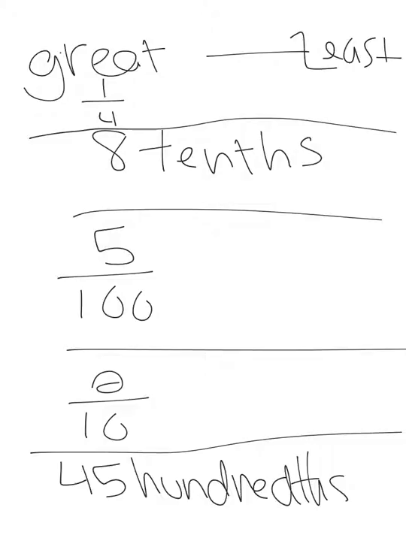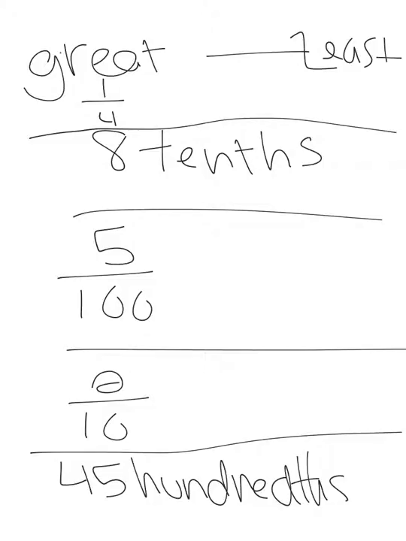But the thing that I want you to do first is to make it more challenging, I want you to make all of them into decimals and then order them from greatest to least. So you're going to pause the video, make all of these, 1/4, 8 tenths, 5 hundredths, 2 tenths, 45 hundredths, into decimals, and then order them. When you're ready, you can unpause it. And then I'm going to work through this.